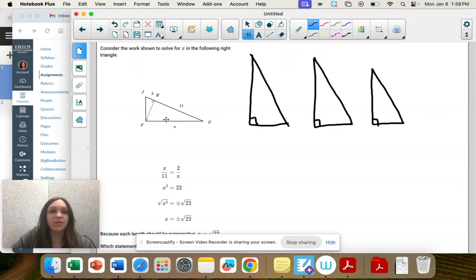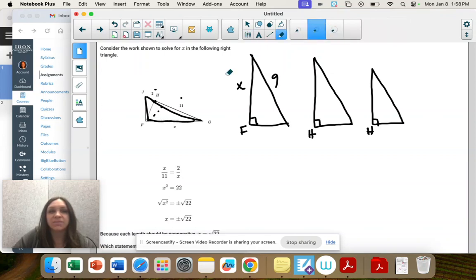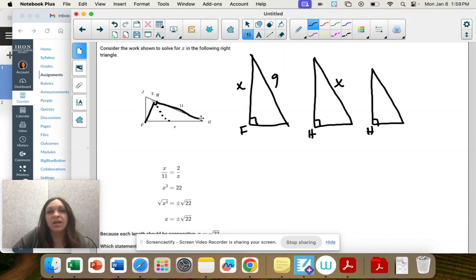So the big triangle, this right angle's F, and then we have the 2 smaller ones with H. And our big triangle, we know the hypotenuse is 2 plus 11, which is 9. And then the long leg is X. All right, let's look at the medium triangle. The hypotenuse is X, and the long leg is 11. And I can already see my sides aligning here, right?